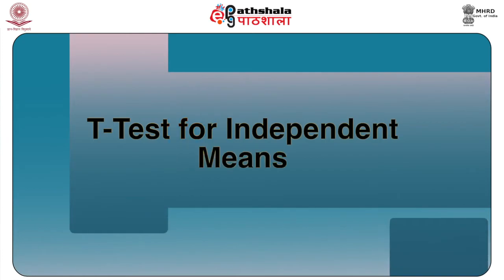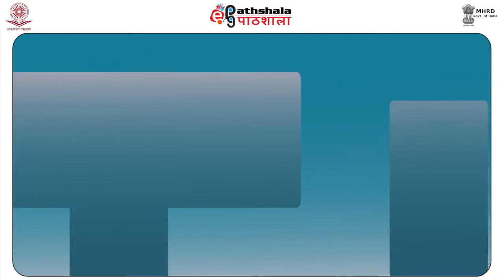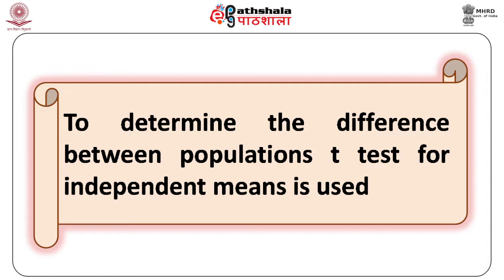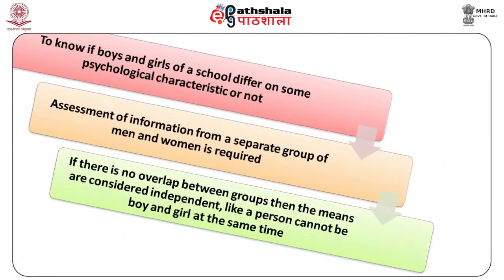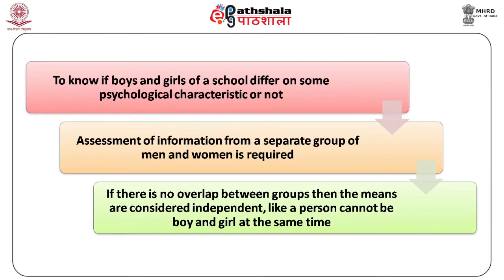Next, we move on to t-test for independent means. To determine the difference between populations, t-test for independent means is used. For example, to know if boys and girls of a school differ on some psychological characteristic or not. Assessment of information from a separate group of men and women is required. If there is no overlap between groups, then the means are considered independent. Like a person cannot be boy and girl at the same time.